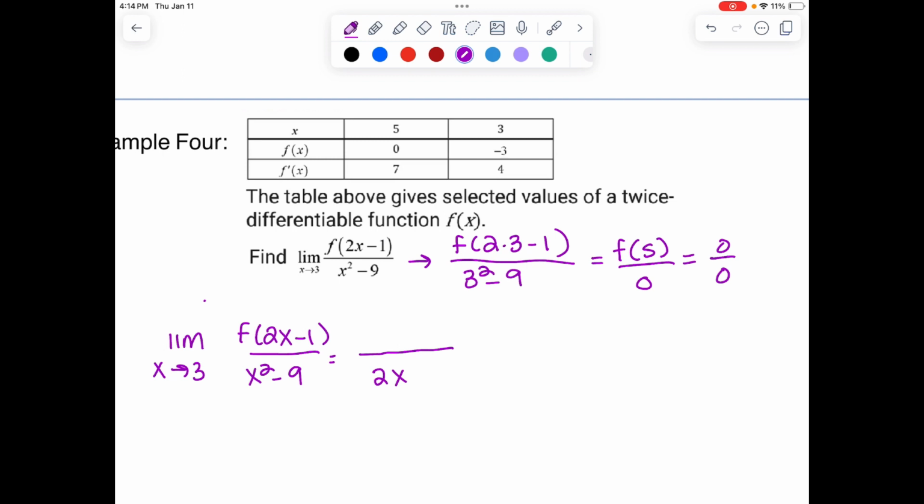Now, the numerator is a composite function. The inside function is 2x minus 1. The outside function is f of x. So I'll start by taking the derivative of the outside. That would be f prime, keep the inside plugged in, f prime of 2x minus 1, and now I need to take the derivative of the inside, and that is 2.